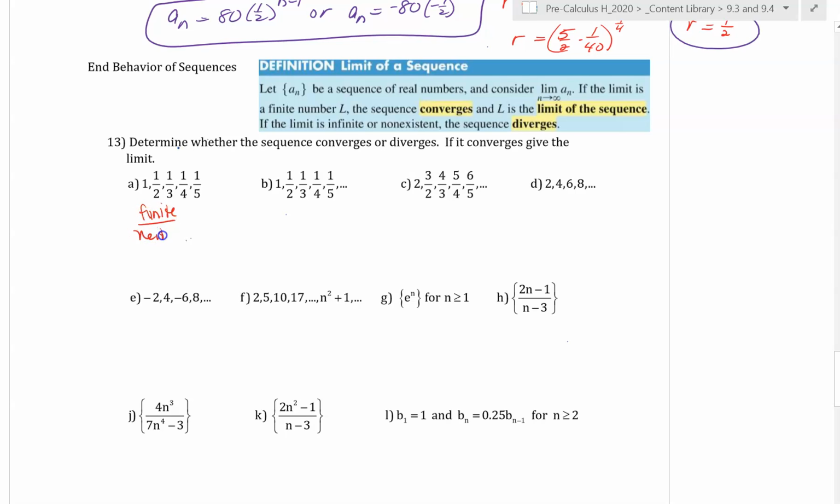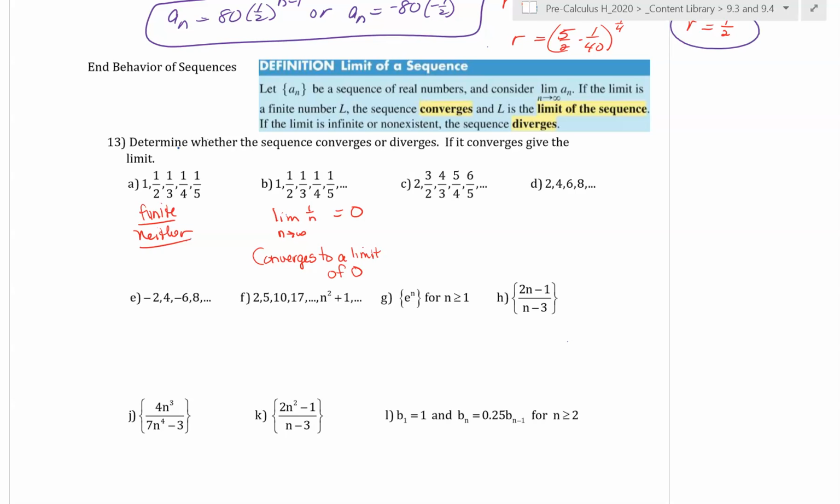So it does not converge or diverge because it's not infinite. But if we're thinking about B, for example, notice that if you're thinking of the limit of 1 over n as n approaches infinity, because that's how you could describe 1 over 1, 1 over 2, etc. Notice that that converges to 0. The sequence converges to a limit of 0 because for large values of n as n approaches infinity, that number would approach 0. 1 divided by a very infinitely large number would be 0.